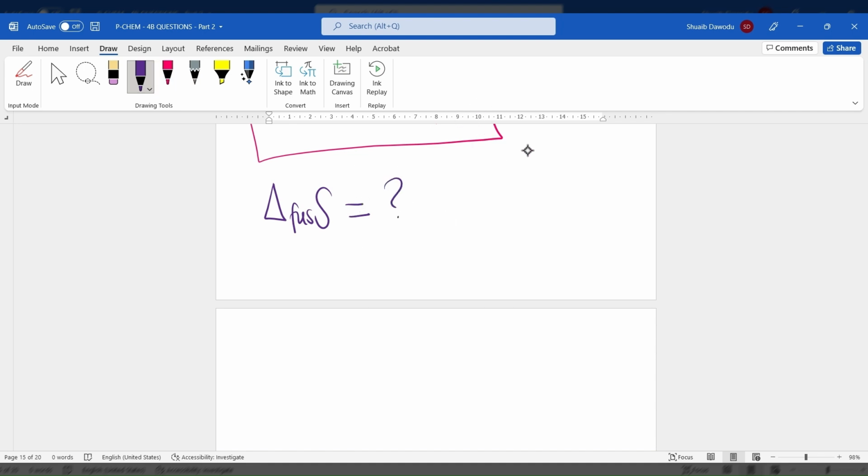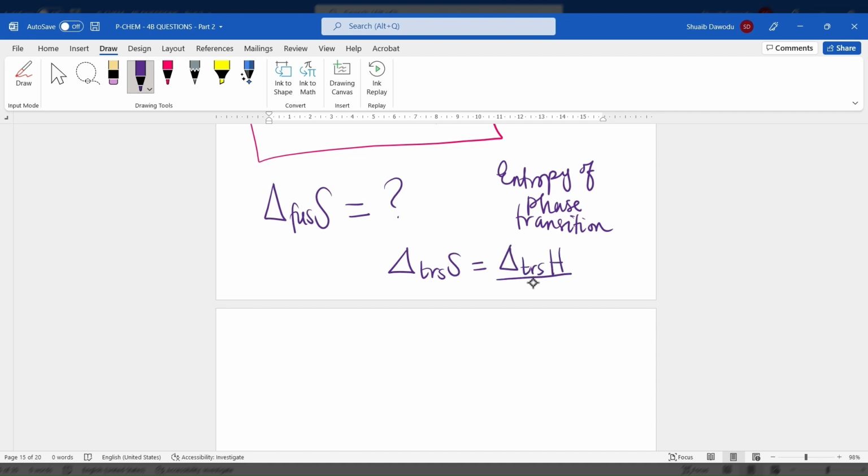In the previous chapter, there's a formula called entropy of phase transition, which is the change in entropy of transition is equal to the change in enthalpy of transition divided by the normal transition temperature. So anytime you have a situation where there are phase changes, meaning from one phase to another, in this case from solid to liquid, or you can have liquid to gas or whatever the case is, if you're asked to find the entropy of, for example, entropy of fusion, we're going to use the entropy of phase transition formula.